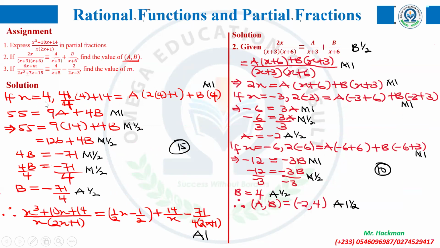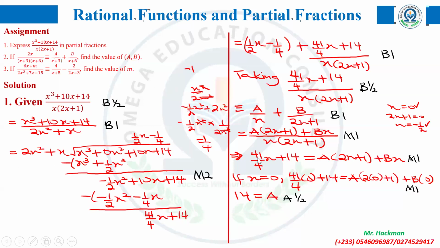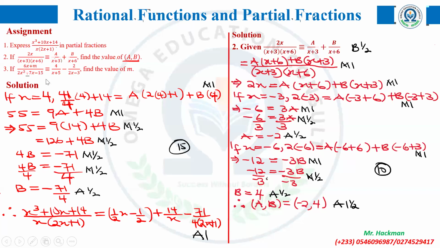So if x is equal to 4, it means wherever I see x here, I have to substitute 4. So that will give me 41 on 4x plus 14 is equal to a into 2 into 4 plus 1 plus b into 4. And that's exactly what I have here. So I know this 4 will cancel. So in effect, I'm going to get 41 plus 14, which will give me 55.